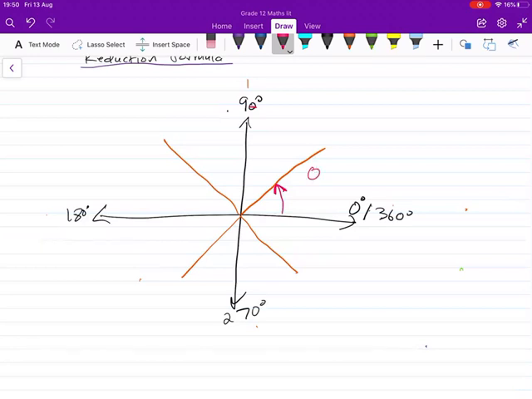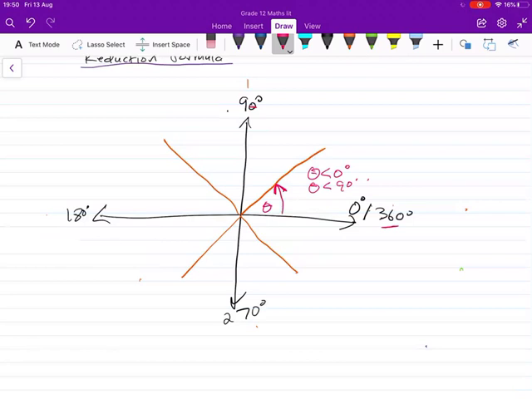It is greater than 0 degrees. Okay. It is less than 90 degrees.